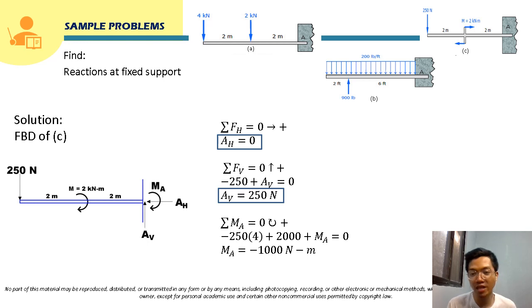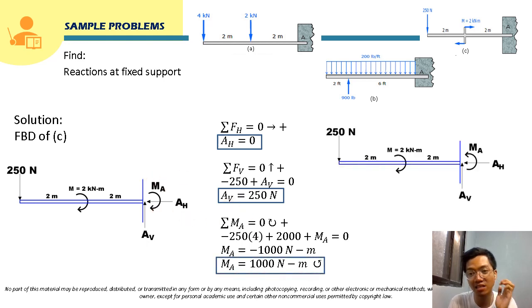So that will give you negative 1,000 Newton meter. The negative sign here indicates that our assumption is wrong. So for MA, the right direction of the reaction moment MA should be counterclockwise. So we can redraw that free body diagram and correct the direction of the reaction moment MA. And it should be counterclockwise.